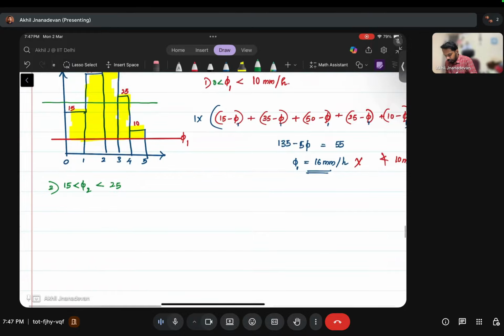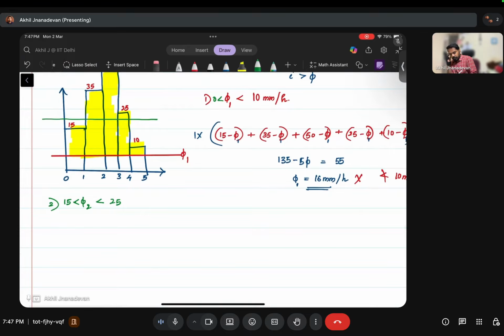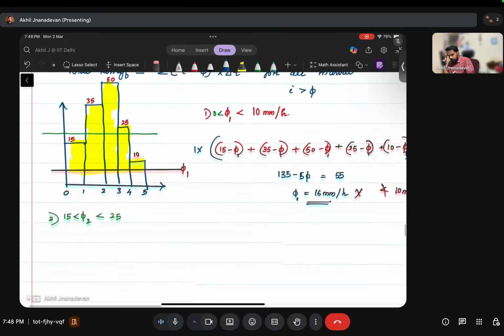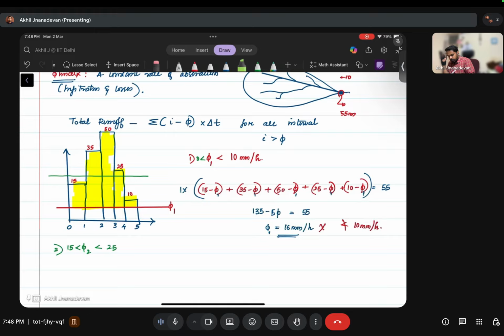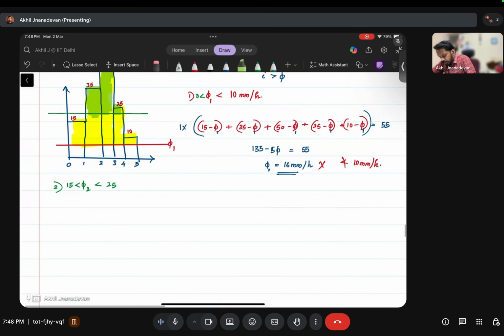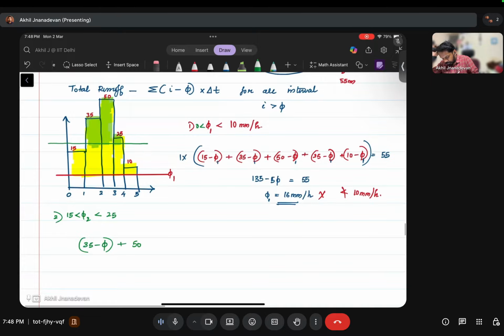for the first 1 hour term, there won't be any excess because all are lost as abstraction. I will make another shaded region. So this is the shaded region. Now that contributes to runoff, right? So that can be written by 35 minus 5 plus 50 minus 5 plus 25 minus 5 is equal to 55.